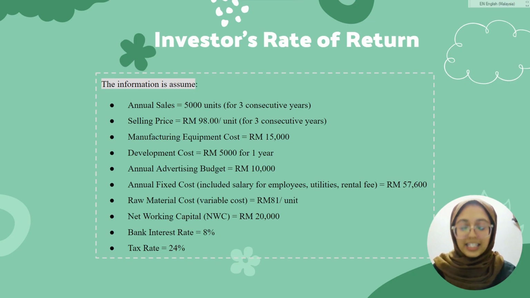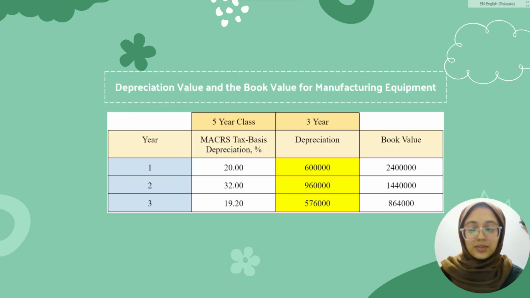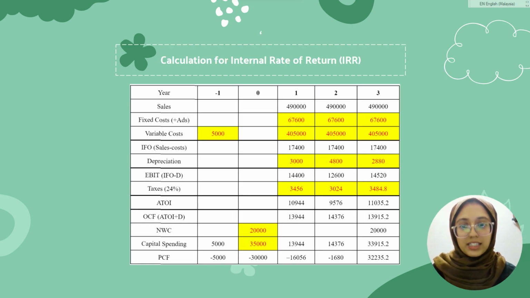So after estimating the selling price of our product, we're going to calculate the investor's rate of return. There are a few pieces of information that we need to assume, such as the annual sales per year, the selling price, which we calculated before, the manufacturing equipment cost, the development cost, the advertising budget, annual fixed cost, raw material cost, net working capital, the bank interest rate, and also the tax rate. Next, we tabulate the depreciation value and the book value for manufacturing cost according to the MACRS tax basis depreciation for the 5-year class. Next, we tabulate and calculate the internal rate of return.